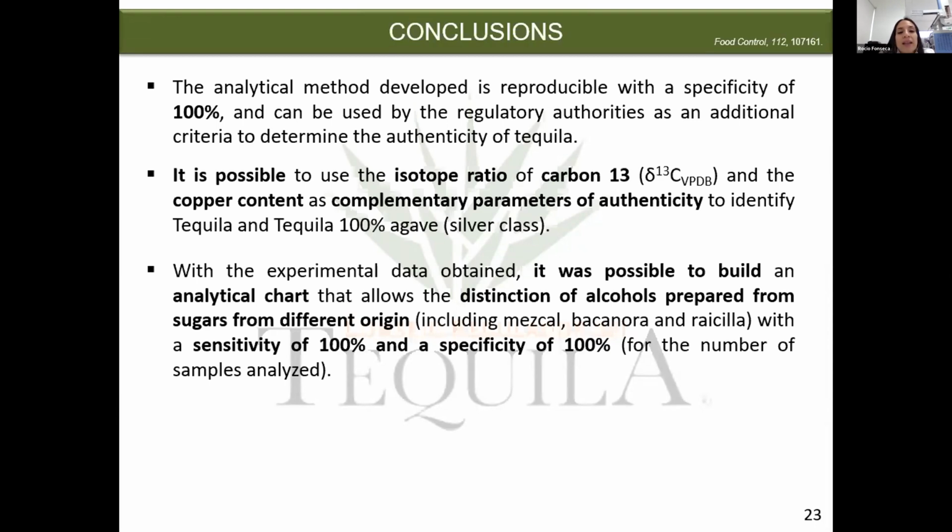With the experimental data obtained, it was possible to build an analytical chart that allows the distinction of alcohols prepared from sugar of different origins, including mezcal, bacanora, and raicilla, with a sensitivity of 100% and a specificity of 100% for the number of samples analyzed.